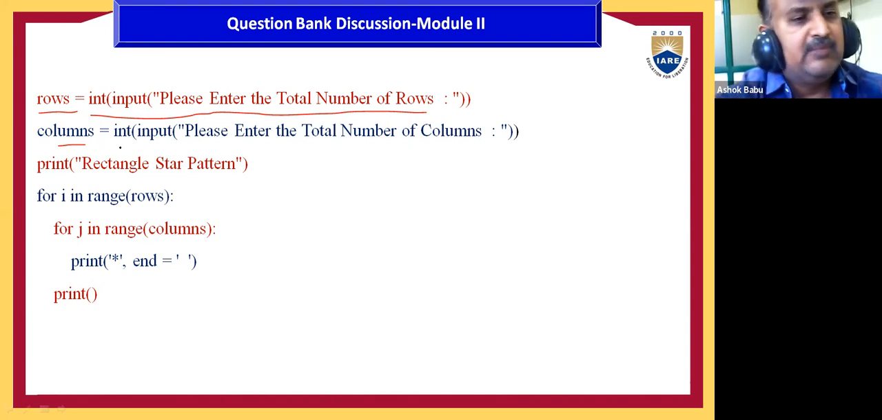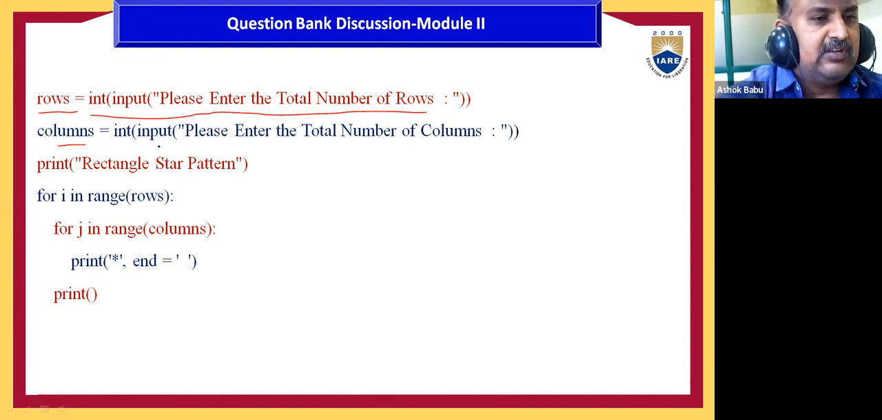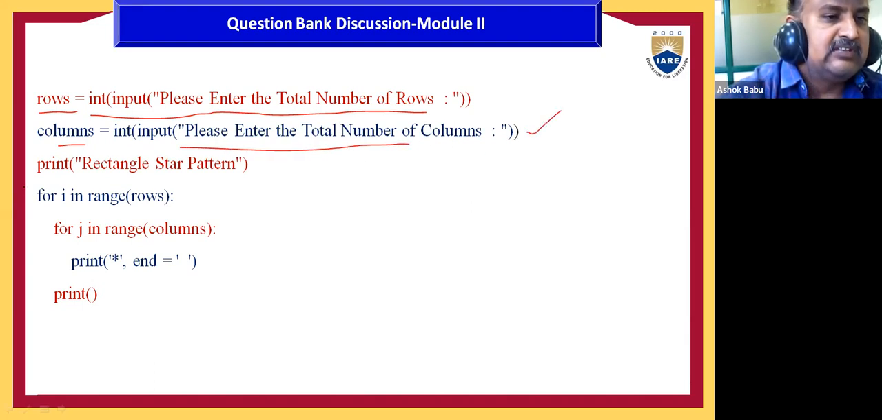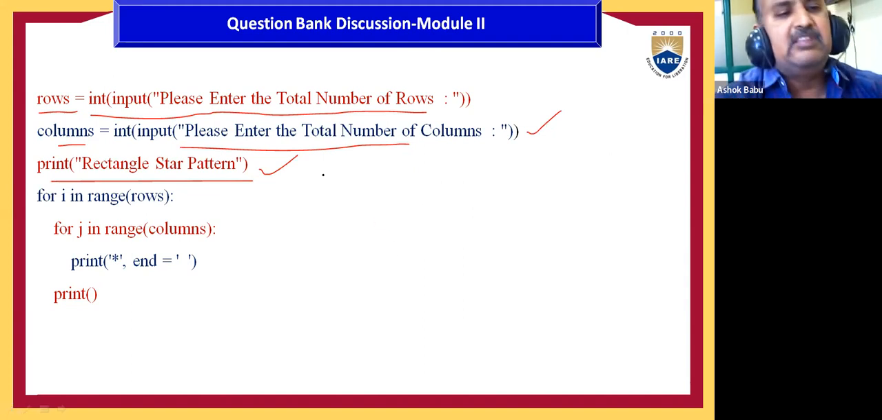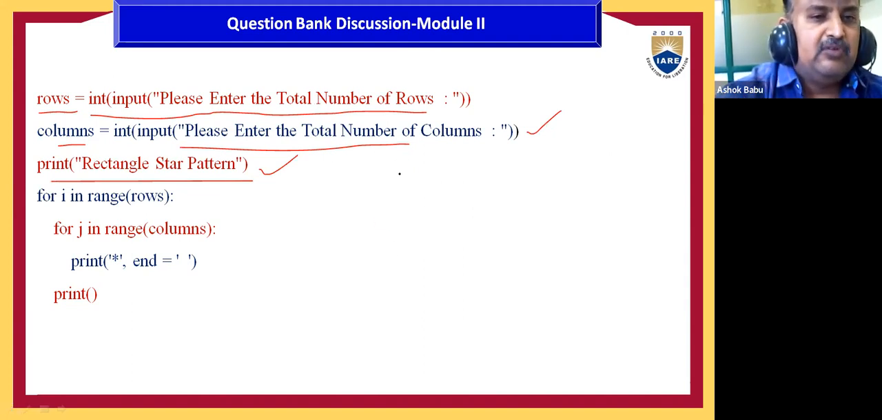Similarly, columns is a variable. So columns equal to int of input of "please enter the total number of columns". Here we need to enter the number of columns. Next, we need to print the rectangular pattern. Depending upon the rows and columns, it will print the pattern. Sometimes if m equal to n, we may have the square pattern. To print that we need to write the logic.